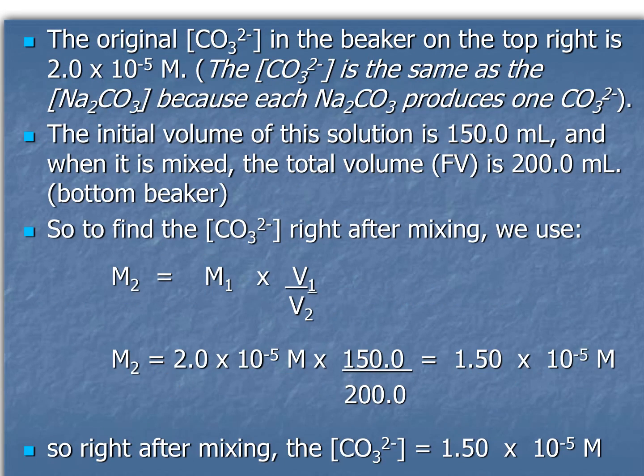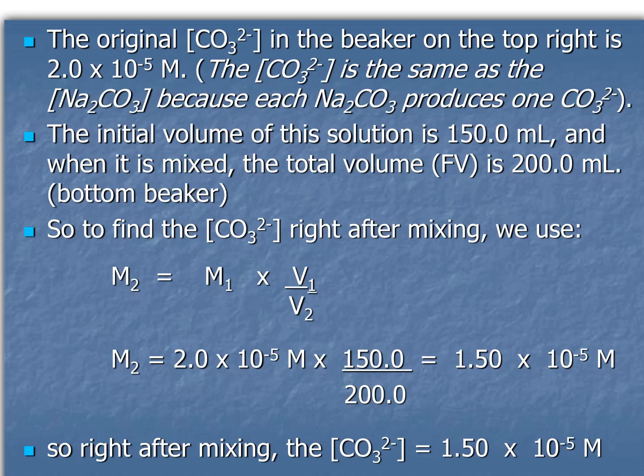The original concentration for the carbonate was 2.0 times 10 to the negative 5th. However, its concentration also changed when we mixed the two to our final volume of 200 milliliters. So to find this, once again, we use our dilution equation. We're solving for our final molarity of CO3 upon mixing. So we have our initial molarity times my initial volume divided by my final volume.